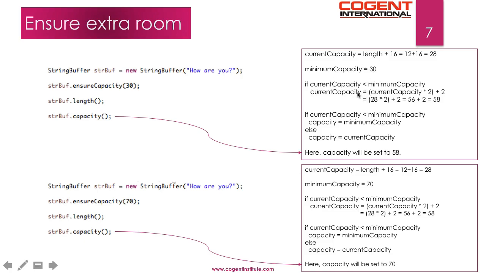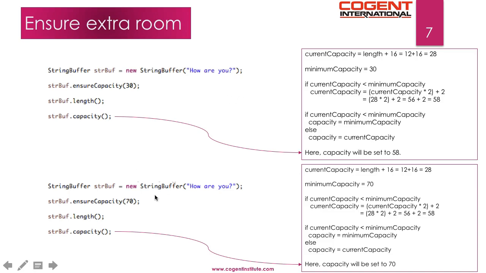Hence, the new current capacity is calculated using this formula: current capacity multiplied by 2, which is 28 into 2, 56, and that product is added by 2. So 56 plus 2 is 58. So the current capacity now is 58. Again, we check if the current capacity is really less than minimum capacity. So in this case, 58 is not less than 30. Hence, the current capacity is set to 58.